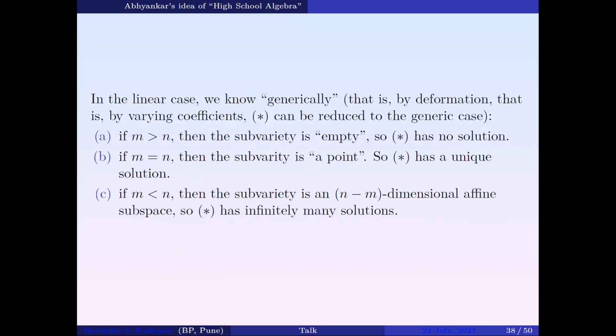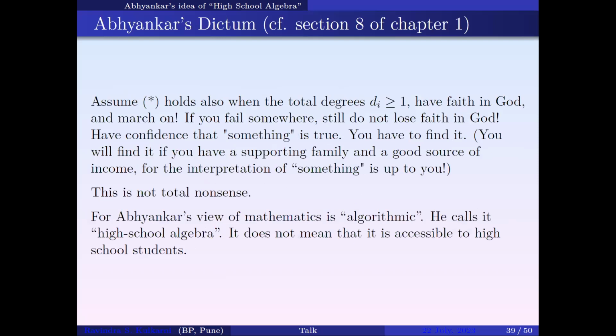Now, in the linear case, generically, what is happening? If the number of equations is greater than the number of variables, then the subvariety is empty. I'm just saying, take a linear case. If m equals n, then there is a unique solution. If m is less than n, then the subvariety is of higher dimension. So this is the linear case, and Abhyankar recommends that we assume that this holds also when total degrees are greater than or equal to 1. He says, have faith in God and march on.